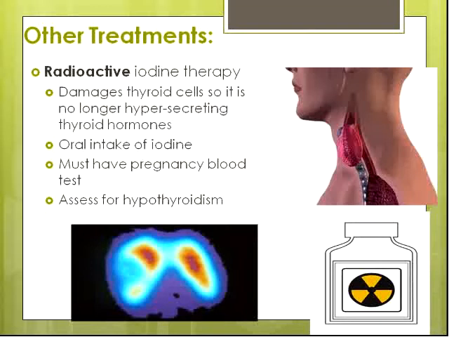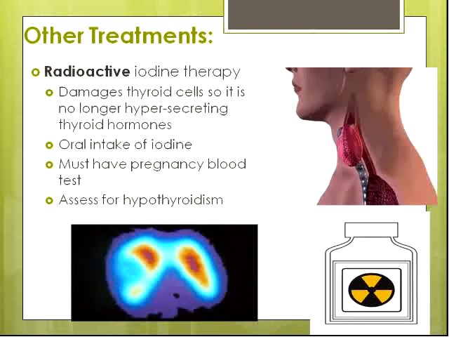All right, other treatments that they do for hyperthyroidism: the radioactive iodine treatment. Think about the word radioactive. It damages the thyroid cell, so it is no longer hyper-secreting thyroid hormones. You would have to do all of the precautions that you would do with anything that is radioactive. For example, stay away from people, especially babies, children, pregnant women. Exactly. Children and pregnant women are the big ones, right?